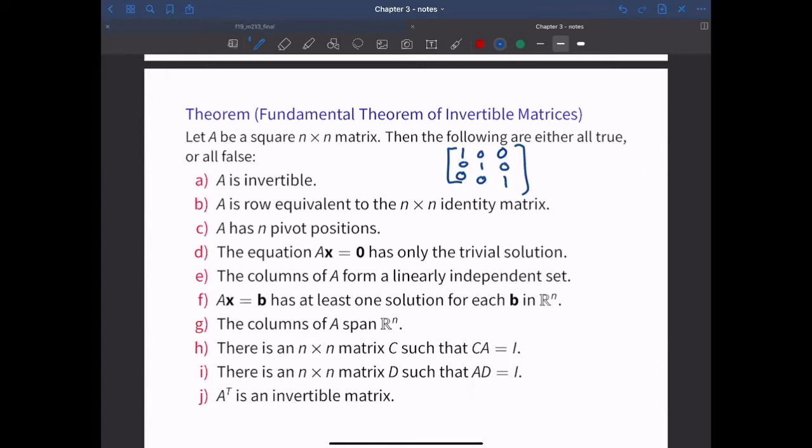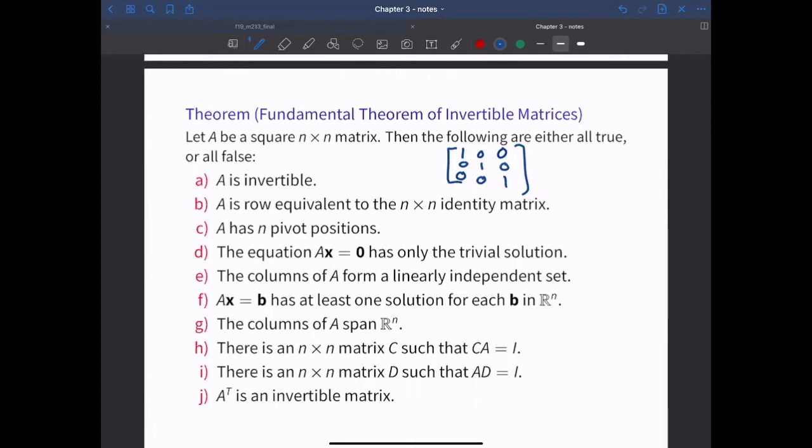In general, having a pivot in every row tells you a bunch of things. Having a pivot in every column tells you a bunch of things, but they don't really tell you anything about each other. Just having a pivot in every row doesn't tell you that you have a pivot in every column for a non-square matrix. But for a square matrix, having a pivot in every row implies you have a pivot in every column. So everything that goes along with having a pivot in every row, you also get everything that goes along with having a pivot in every column. And so by the fact that your matrix is square, you get a lot of facts all being equivalent to each other.